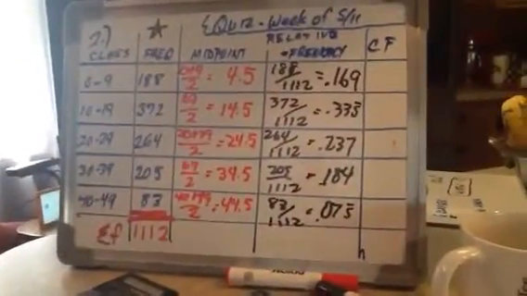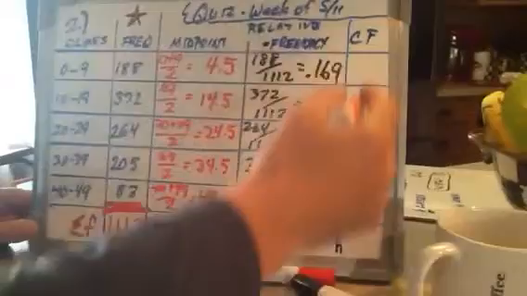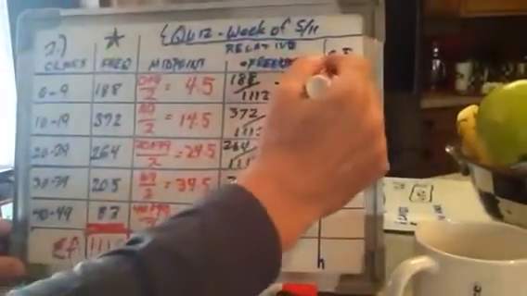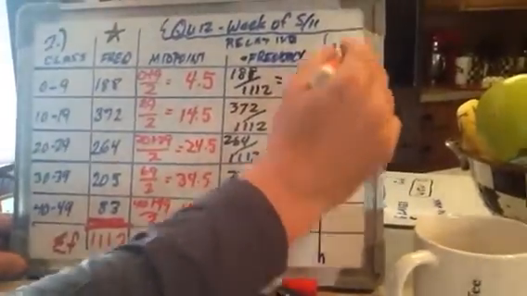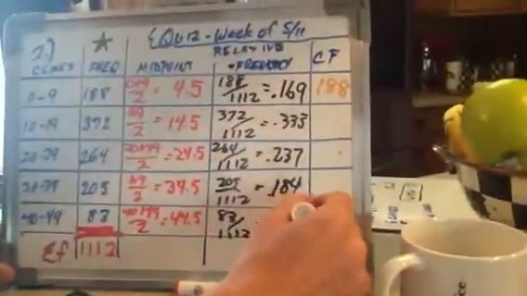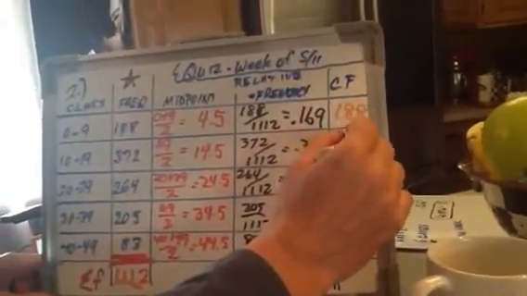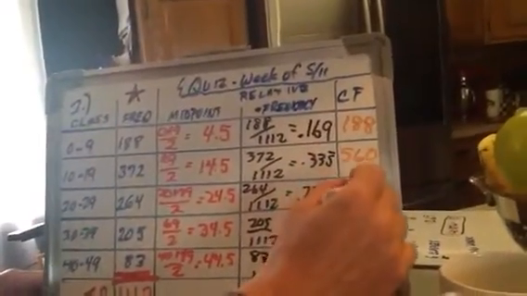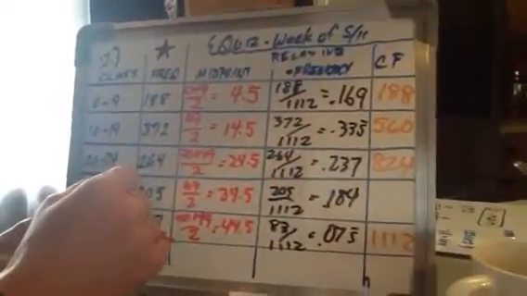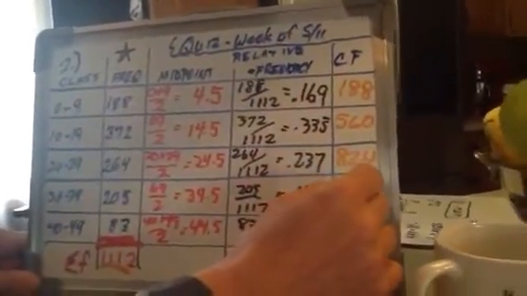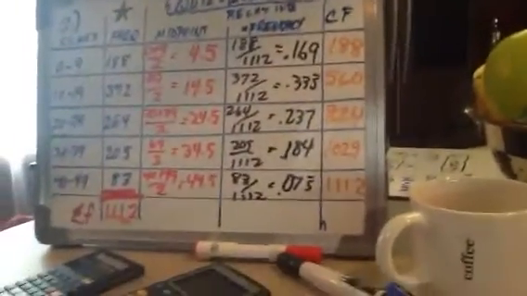Last but not least is the cumulative frequency column. We start with 188. And what should this whole column add up to? 1,112. How do I know that? Because that's how much we have here. So we take 188 plus 372, which is 560. 264 and 560 should be 824. 824 plus 205 is 1,029. And that's your quiz for this week.